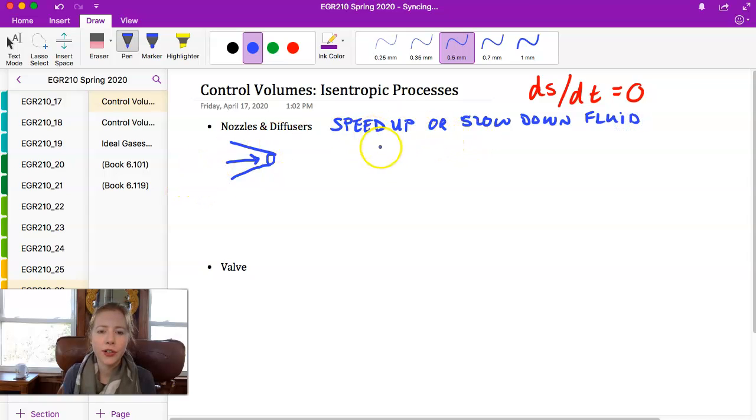And with a diffuser, for example, we're typically dealing with a gas. And we're sending it through a smaller area opening to a larger cross-sectional area exit. And so we're slowing down the gas.